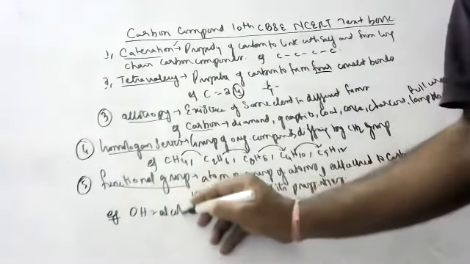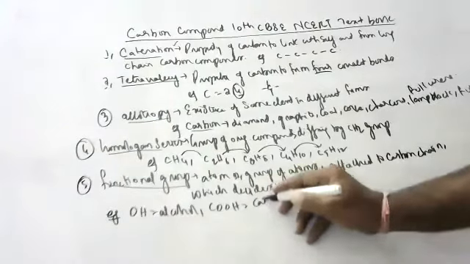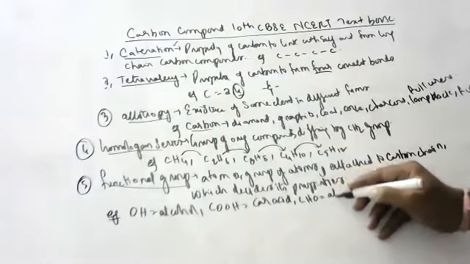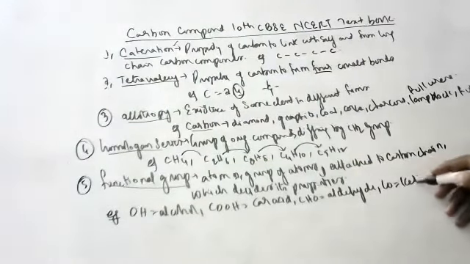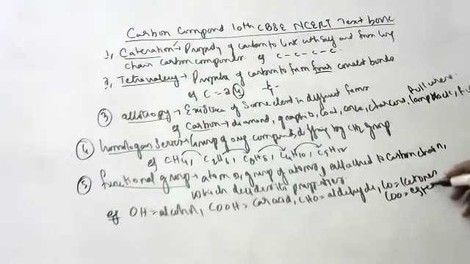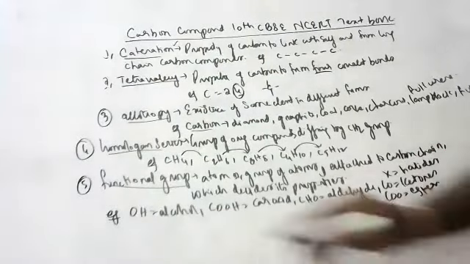OH means what? Alcohol. COOH means what? Carboxylic acid. CHO means what, children? Aldehyde. CO means what, children? Ketone. COO means what, children? Ester. X means what, children? Right, halides.